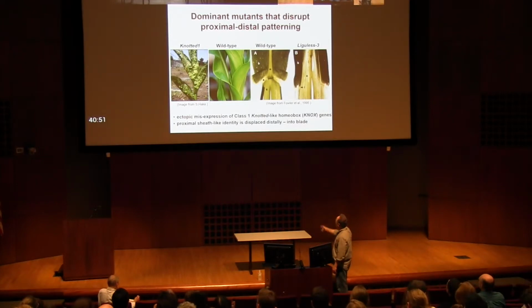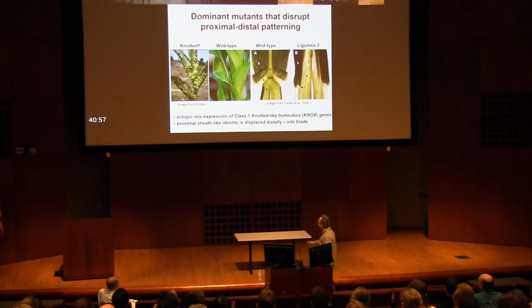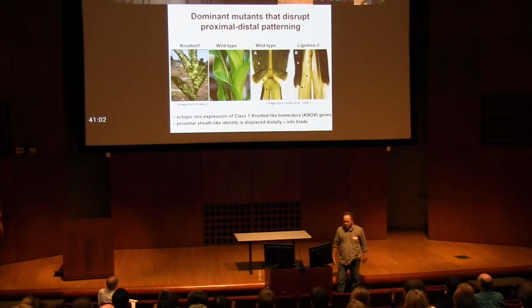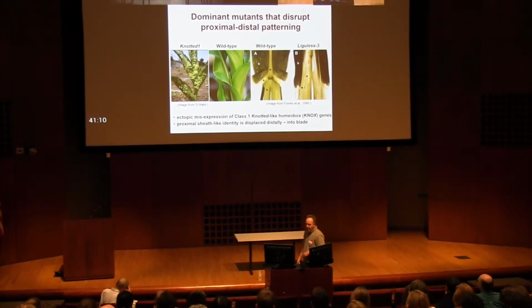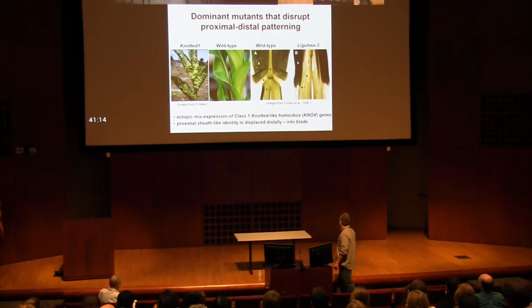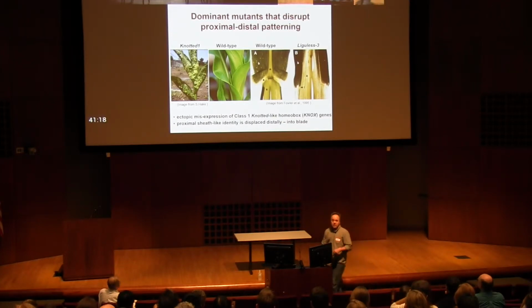This is a picture I got from Sarah. It's a beautiful mutation, dominant, gain of function. Most of these, which I'll talk about today, are class 1 knotted-like homeobox, homeodomain containing proteins, that's what they encode, that are misexpressed, expressed ectopically in the wrong place or at the wrong developmental time. And classically, what they do, this is a great example, is ligulus 3, another class 1 Knox gene. It shoves sheath tissue distally, so replaces blade with sheath.